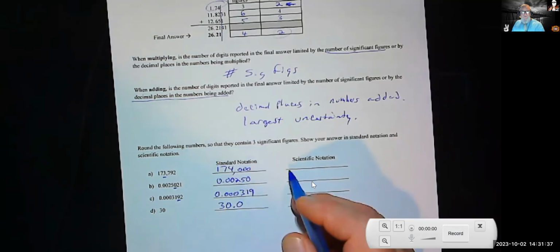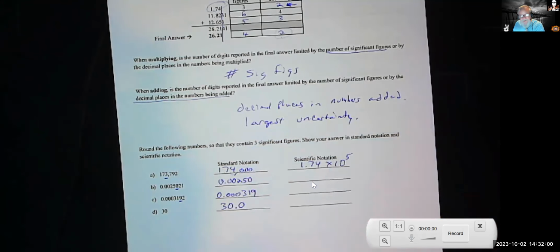Okay, so now let's turn these into scientific notation. So remember, scientific notation has 1 digit before the decimal and the rest of the digits after. So that would be 1.74. We only have 3 sig figs here, so we're only going to have 3 sig figs there, times 10. And this is moving this from the decimal. It goes 1, 2, 3, 4, 5 digits. So that's going to be a positive 5.